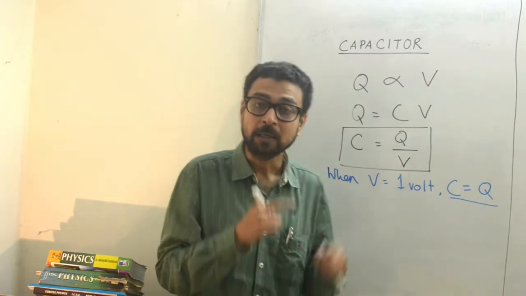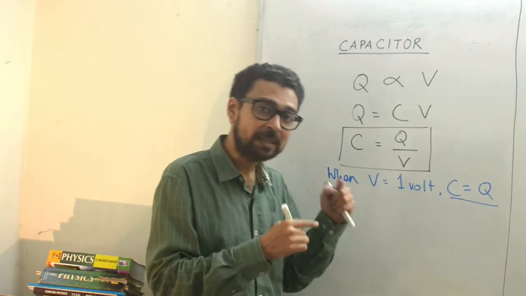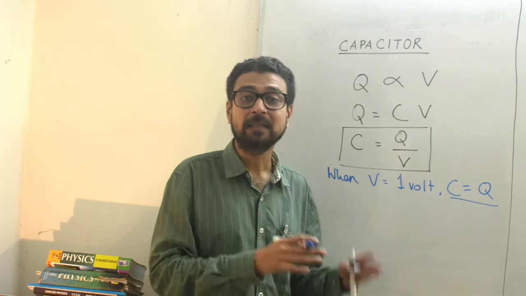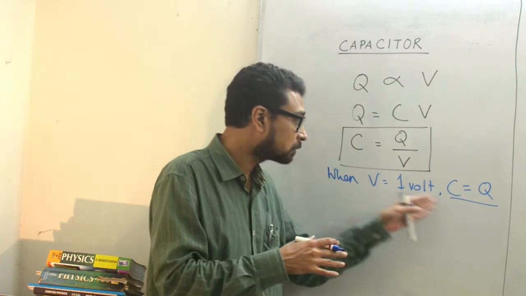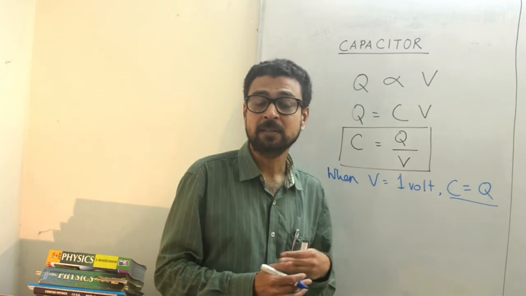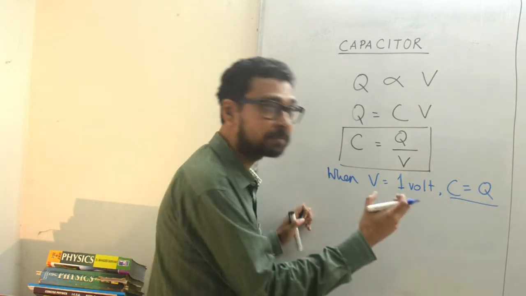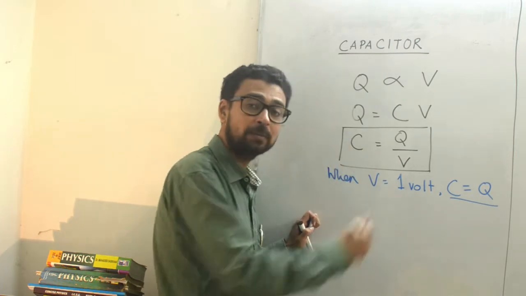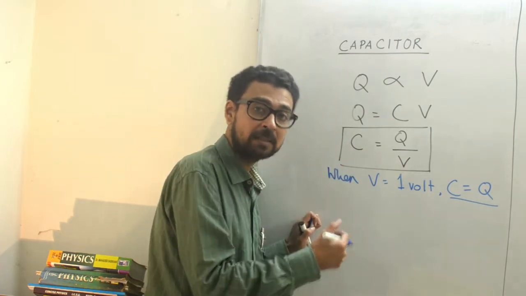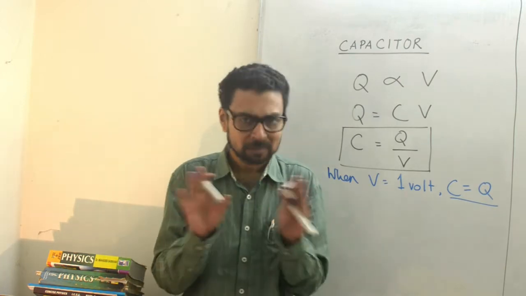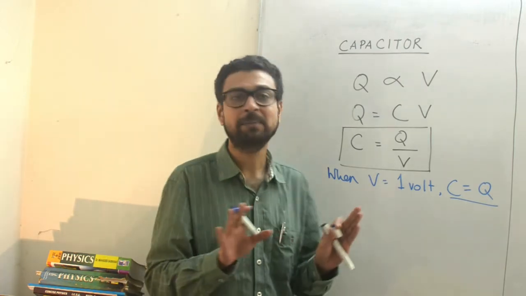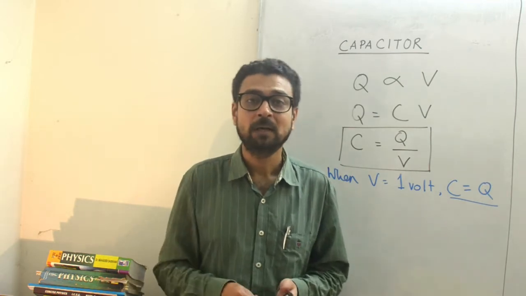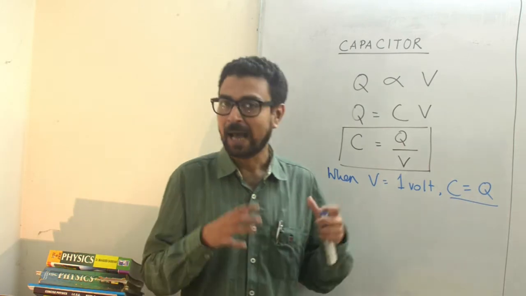Did you understand that? We are storing some amount of charge. When the amount of charge stored is enough that the potential has increased by 1 volt, then that amount of charge is the capacity, or the capacitance, of that particular space or device. Okay, so this is simple. We have understood what capacitance is. It is basically Q/V, and we have understood the definition of capacitance.